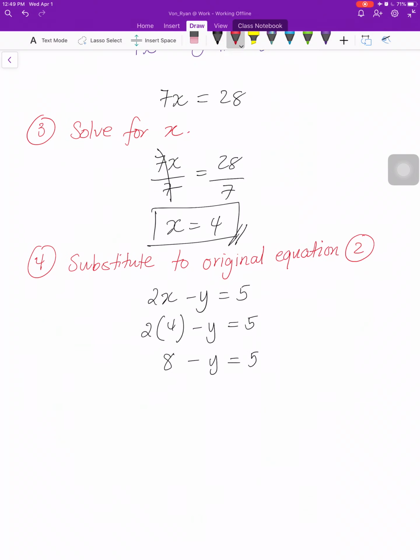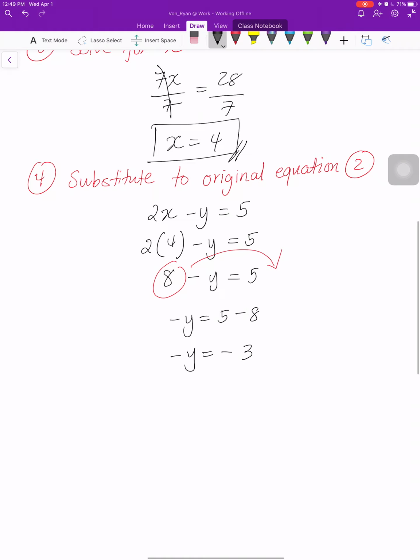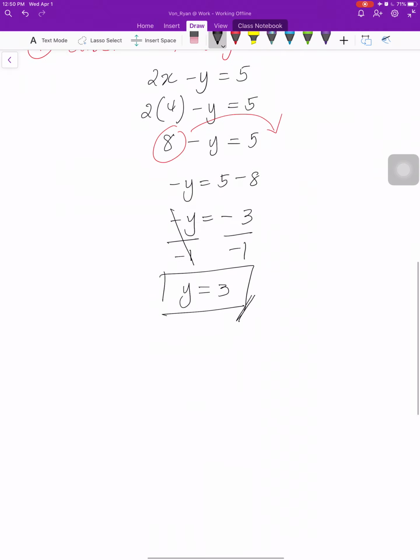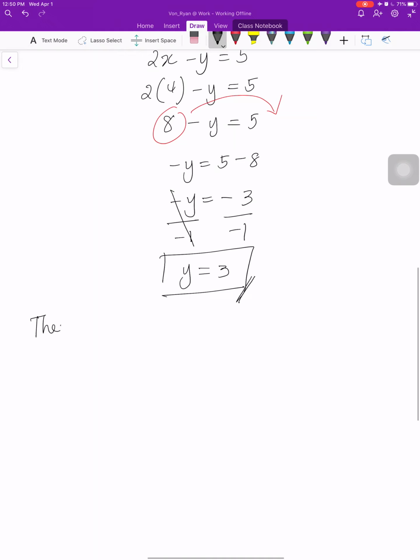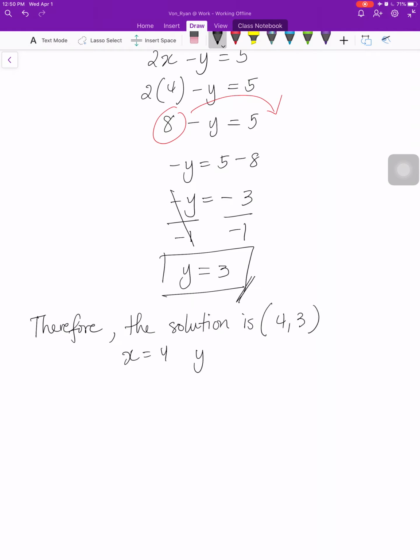So if I transfer 8 to the other side, I'm going to end up with negative y equals 5 minus 8. Negative y equals 5 minus 8 is negative 3. But I'm not looking for negative y. I'm looking for the value of y. So I'm going to divide both sides by negative 1 to cancel the negative sign. And so y is equal to 3. And therefore, I say that the solution is 4 and 3, or x equals 4, y equals 3.